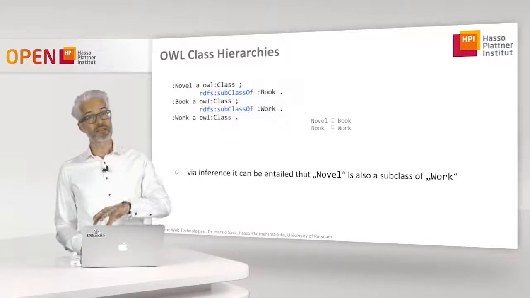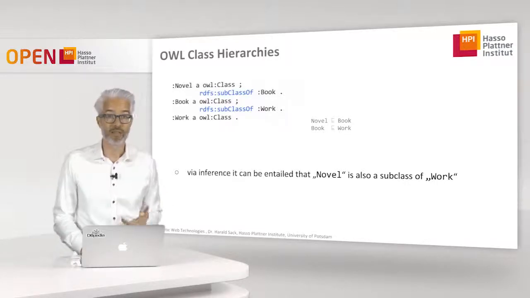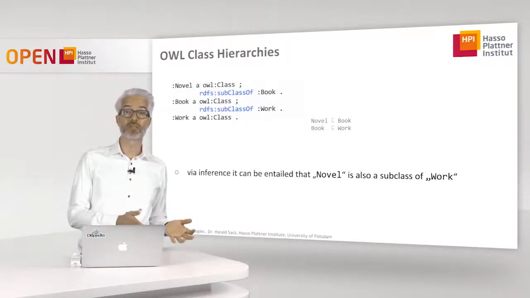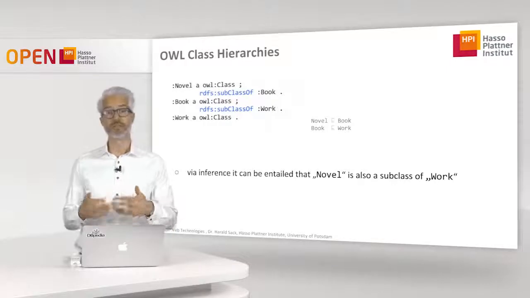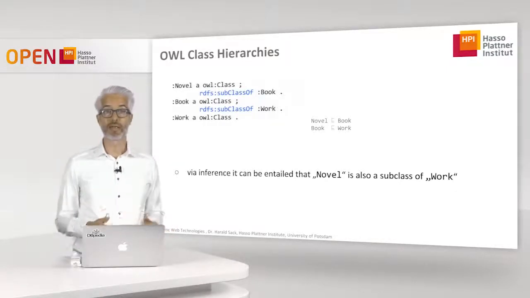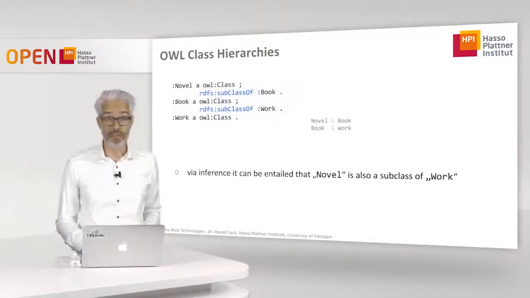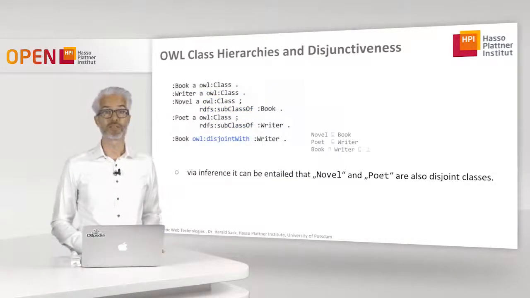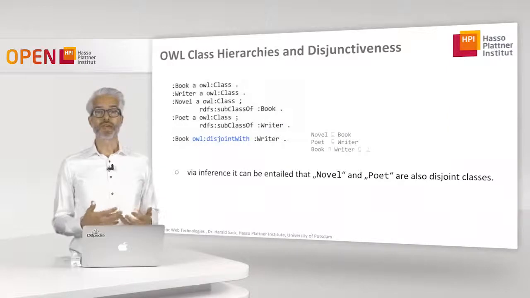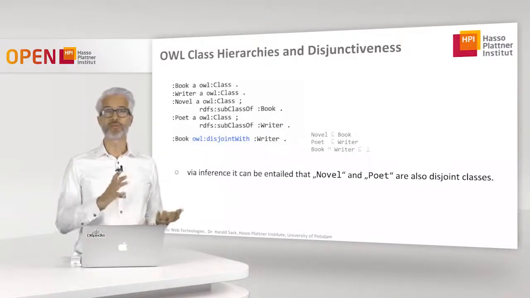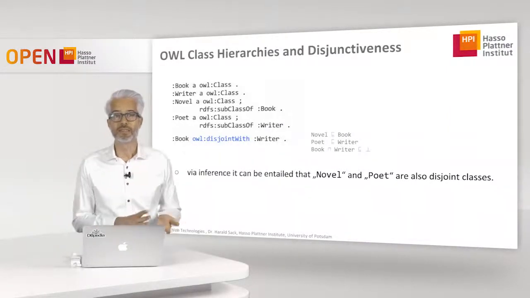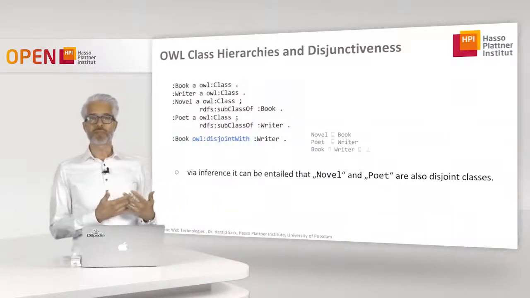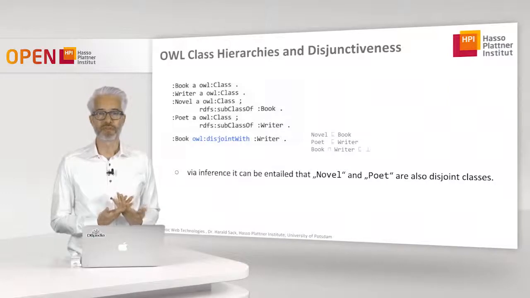The interesting thing here, and we also could do this with RDFS via inference, it could be entailed that novel then must also be a subclass of work. So this subclass relationship, again, like in RDFS, is transitive. So these are our class hierarchies. Then, of course, I have the possibility also to define restrictions on these classes and class hierarchies. So restrictions, for example, like disjointness of classes.